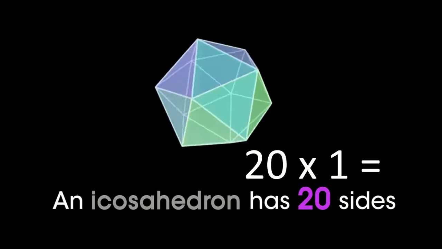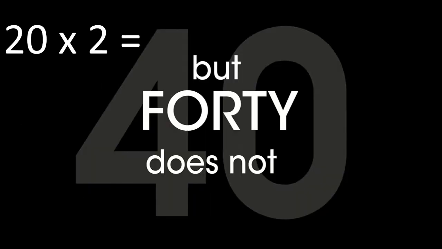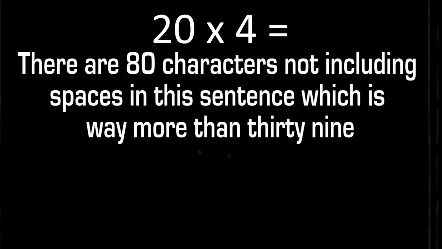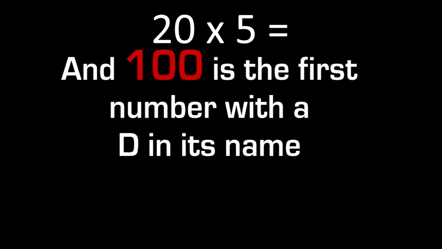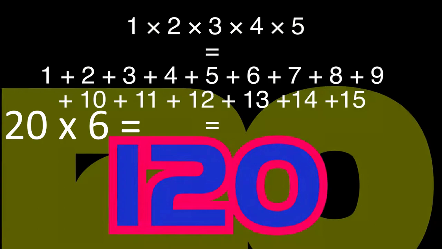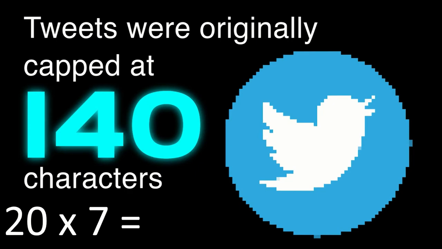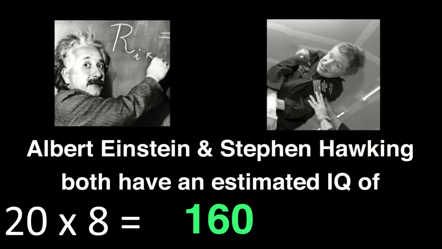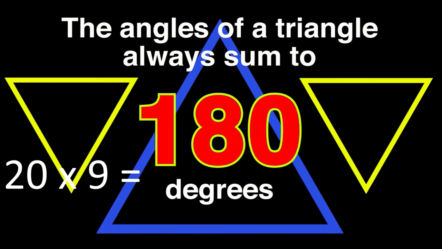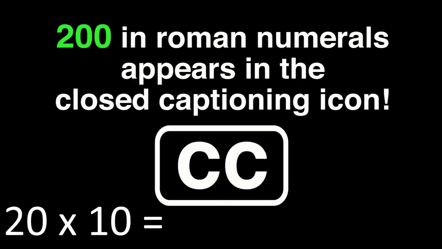20 times 1 is 20. 20 times 2 is 40. 20 times 3 is 60. 20 times 4 is 80. 20 times 5 is 100. 20 times 6 is 120. 20 times 7 is 140. 20 times 8 is 160. 20 times 9 is 180. And 20 times 10 is 200.